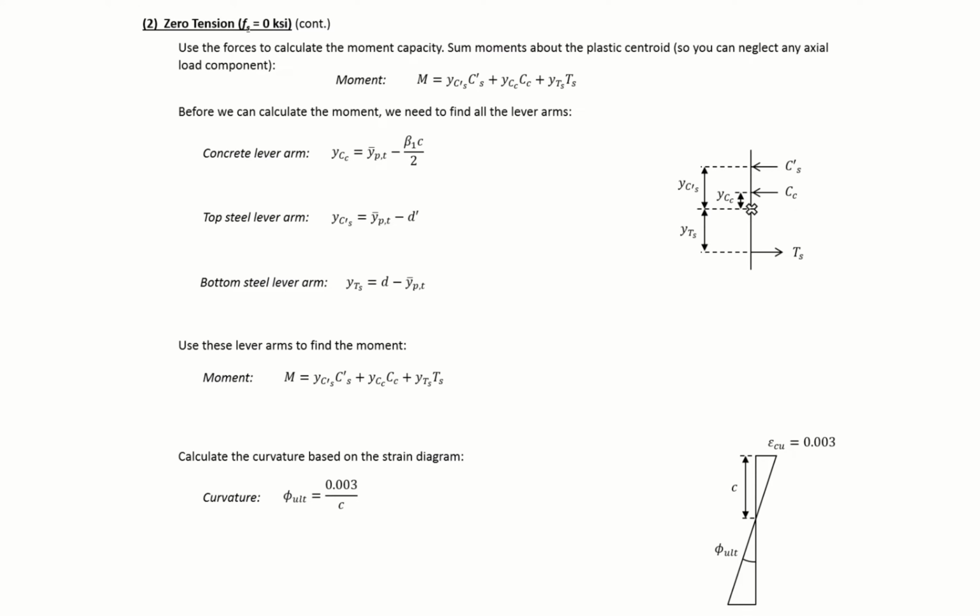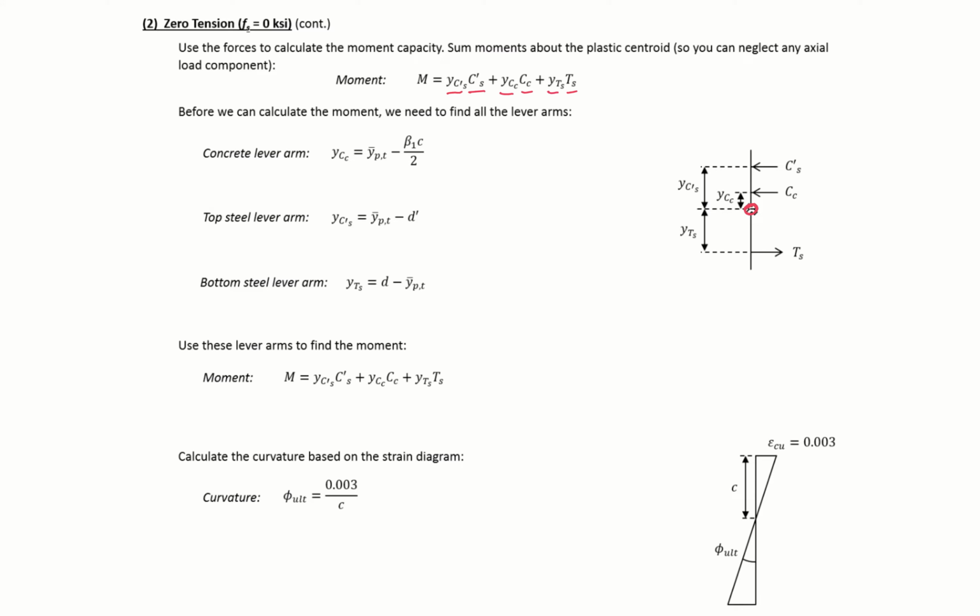We'll next need to find our moment. And to find our moment, we're going to sum our moments about the plastic centroid or plastic neutral axis. What this will allow us to do is to not include the external axial load on the column, since that's applied through the plastic neutral axis. So summing these moments, we have our lever arm times our top steel component, our lever arm times our compression component, and our lever arm times our tension component. So the first thing that we need to do is calculate our different lever arms.